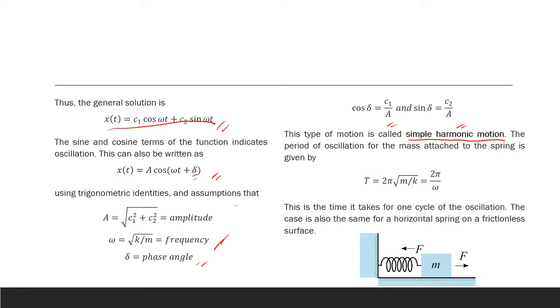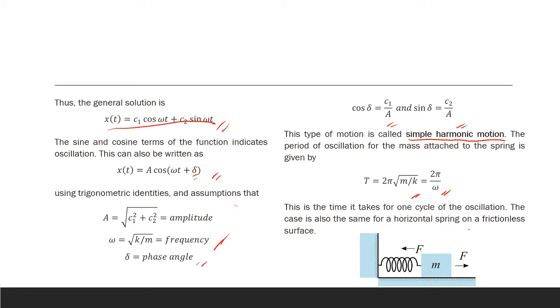So the period of oscillation class for the mass attached to the spring is given by T is equal to 2 pi over omega. Kung gusto mong malaman yung period, which is the time it takes for one oscillation to occur, that is just equal to this equation. So that's 2 pi over square root of k over m, or since meron na tayo nitong omega, pwede natin ito express as 2 pi over omega.